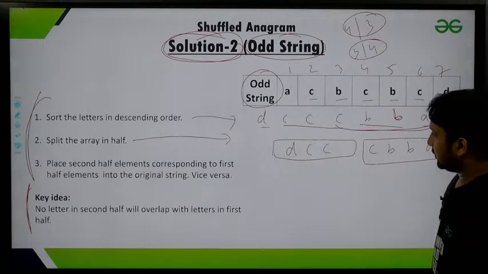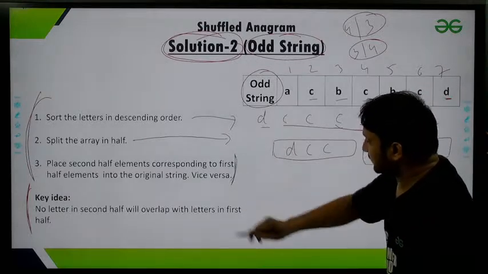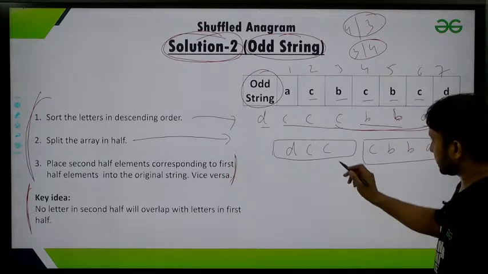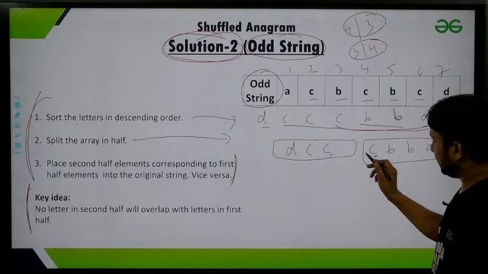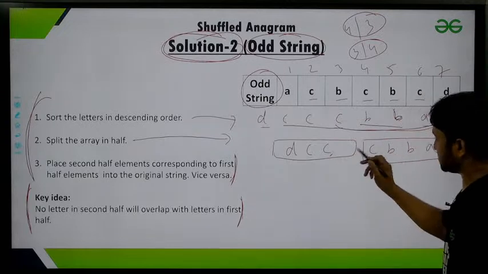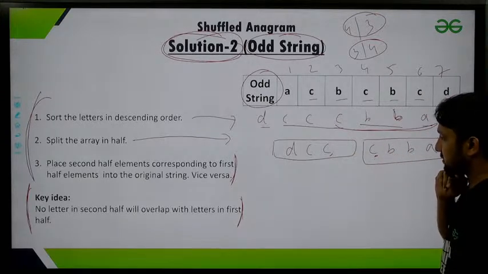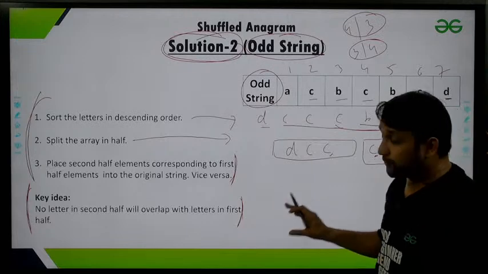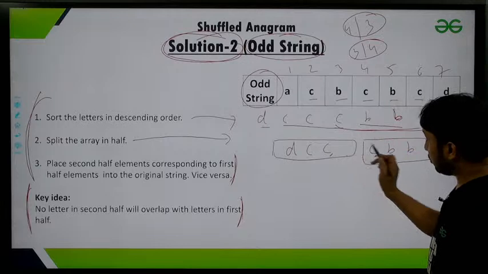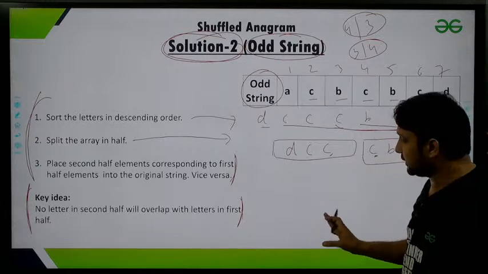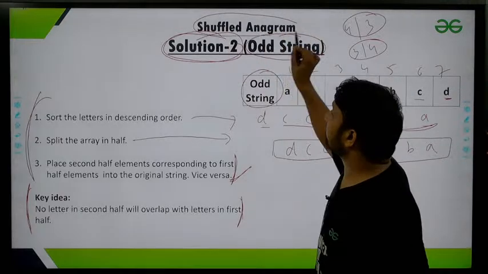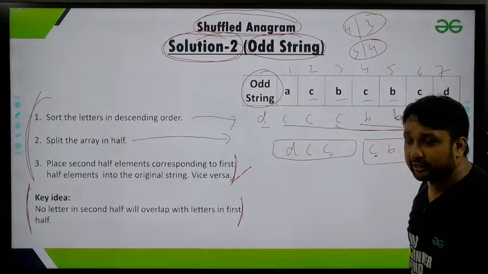Before applying the next step, you may note that something is matching here. C is matching here, C is matching here, but according to our key point, that should not match. Still, this algorithm will work because that is an exception for odd strings. Even though that is matching, this algorithm will work. Let's apply this step and see whether we are getting the right shuffled anagram or not.